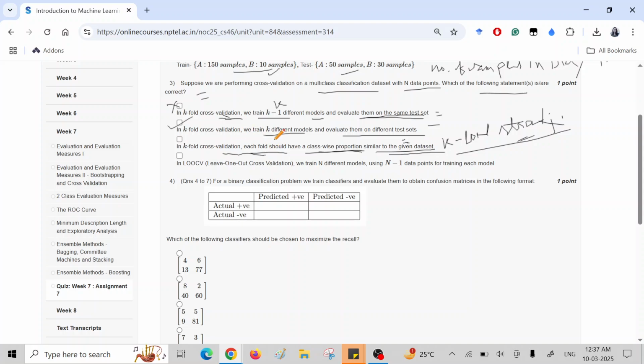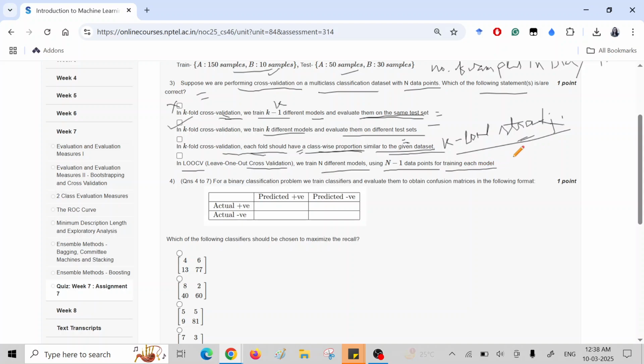But in a plain k-fold cross validation this need not be maintained. And the question that is given is on a plain cross validation, it is not a stratified cross validation. So this option is not correct here. Then the last option: in leave one out cross validation we train n different models, using n minus 1 data points for training each model.